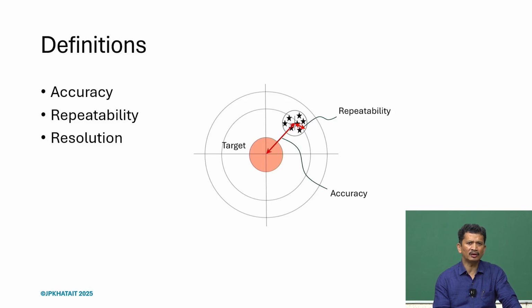So, we will be talking about these three terms: accuracy, repeatability and resolution, and try to understand more through an example.